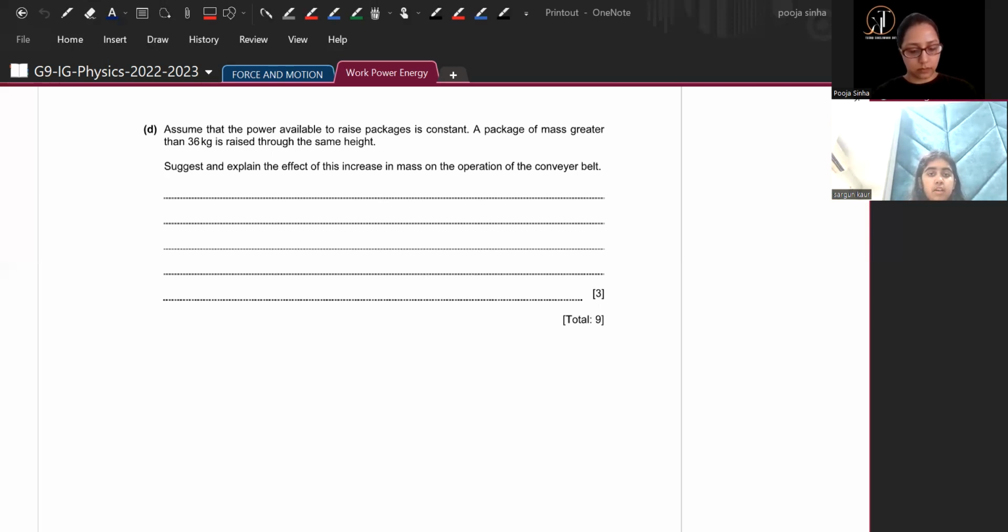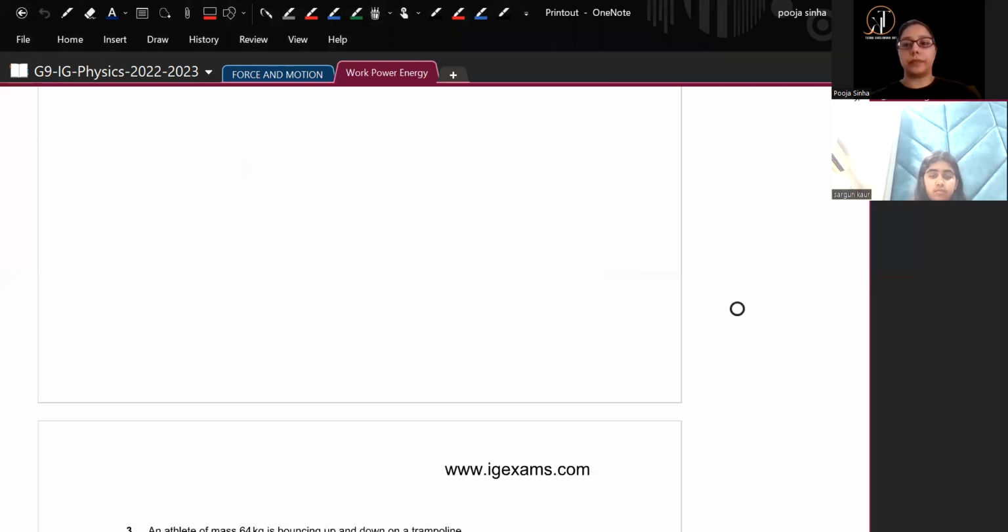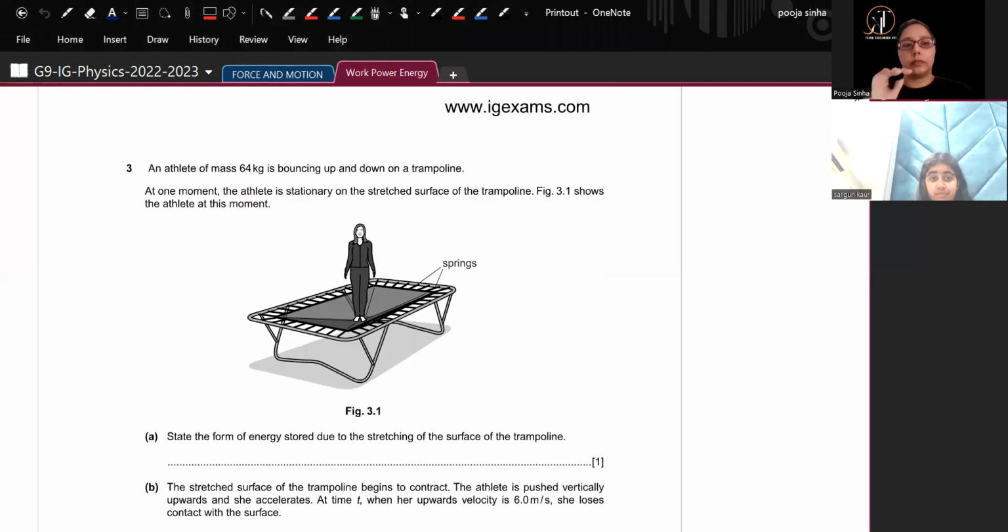So the conveyor belt would have a slower movement as the mass put on the conveyor belt is more. When the mass increases, more energy is required, but because the power is the same, the movement will be slower. More mass means more gravitational potential energy. Very good answer. Superb. Next question.